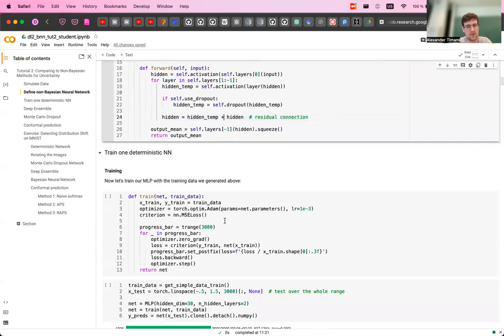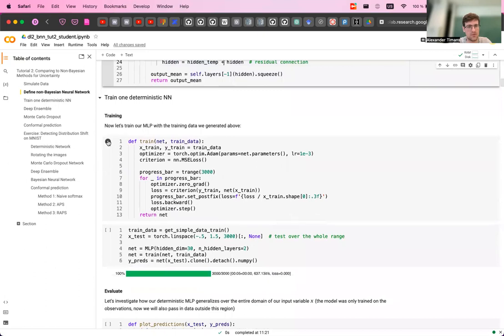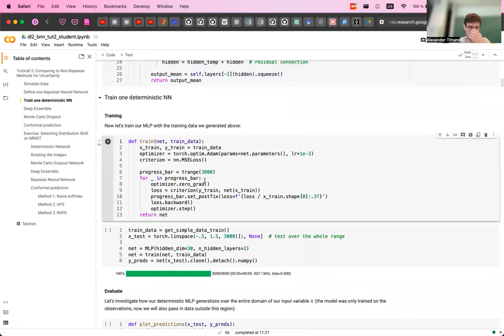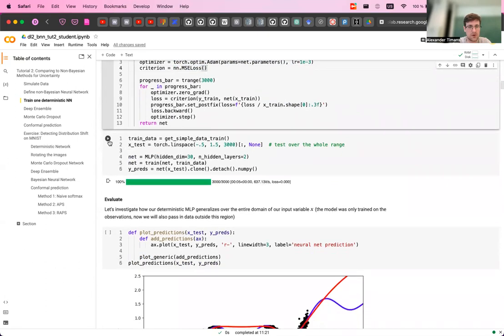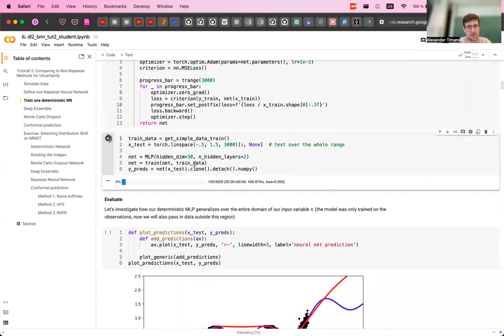Then we'll define our training loop. We just cycle through our data points here. We optimize using the Adam optimizer and the mean squared error loss. And so let's just train it on the black dots, the observations that we have.